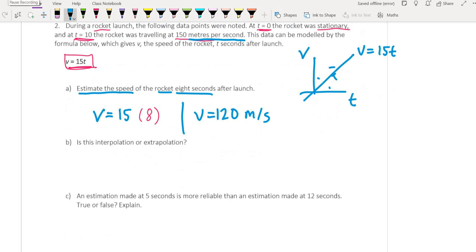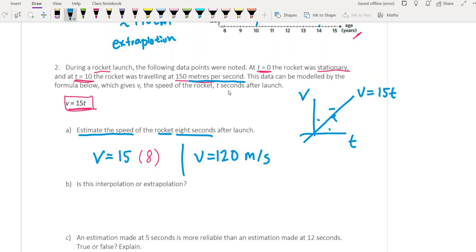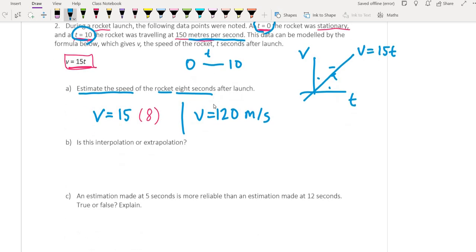The next question asks, is this interpolation or extrapolation? The question we just answered. So we need to think about what data was given to us. We measured from when time was 0 seconds all the way to 10 seconds. So anywhere between 0 to 10 seconds for time is within our data. So this is an interpolation because it was 8 seconds.